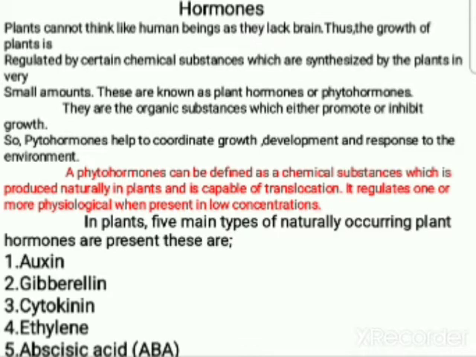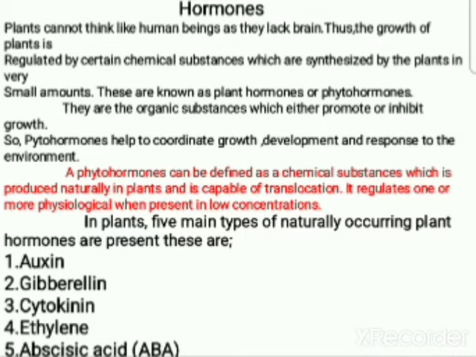But that doesn't mean these things don't take place in plants, because plants do grow, they develop, they do respond to stimulus or the environment. And these are done with the help of some very small chemical substances released by the plant itself, called hormones or phytohormones. Now these phytohormones are organic substances which either promote or inhibit growth. So phytohormones help to coordinate growth, development, and responses to the environment. They do not just help plants to grow, but they also inhibit growth.